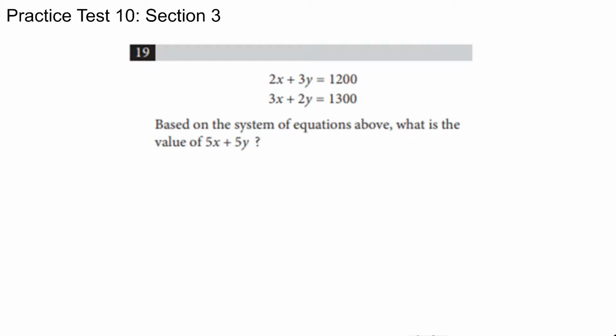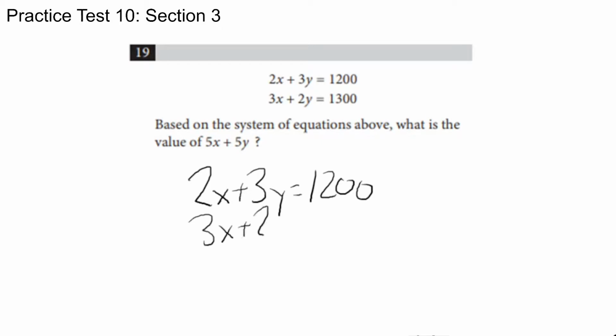Question 19 gives me two equations. I have 2x plus 3y is equal to 1200, and I have 3x plus 2y is equal to 1300. The question asks, based on the system of equations above, what's the value of 5x plus 5y?